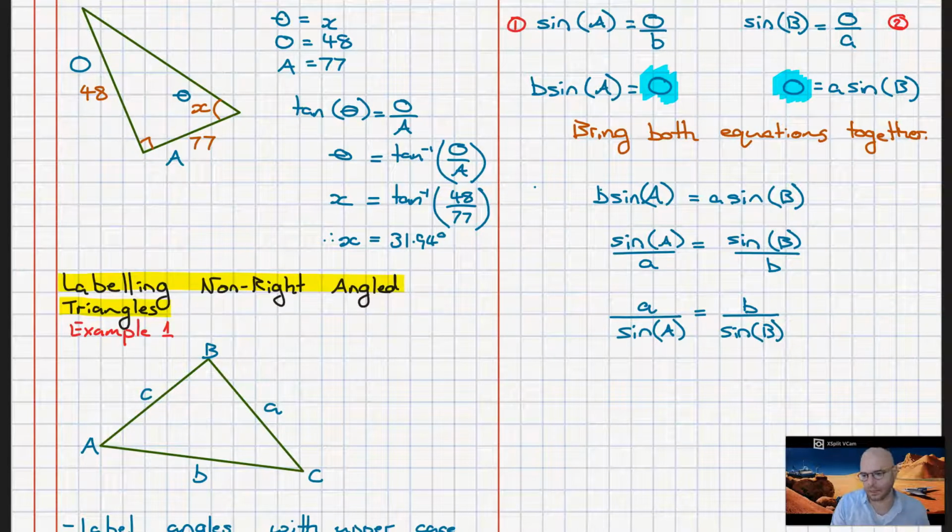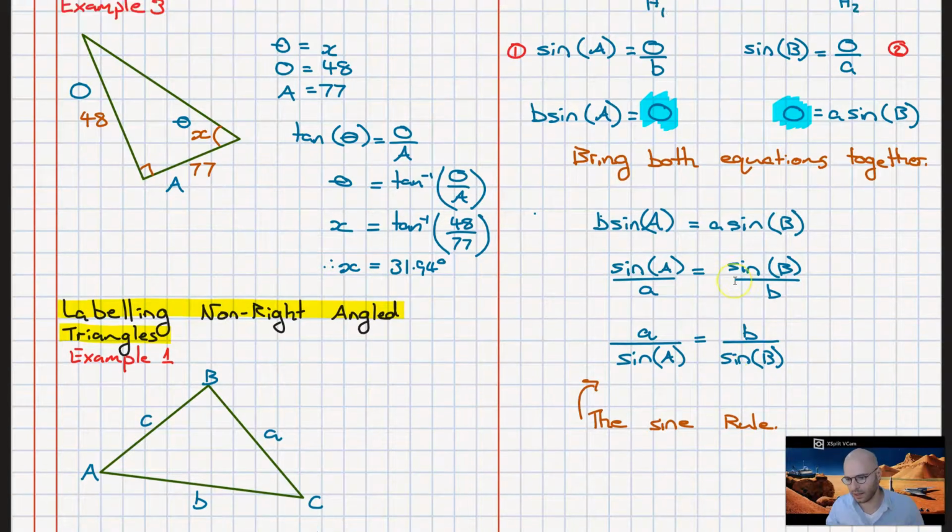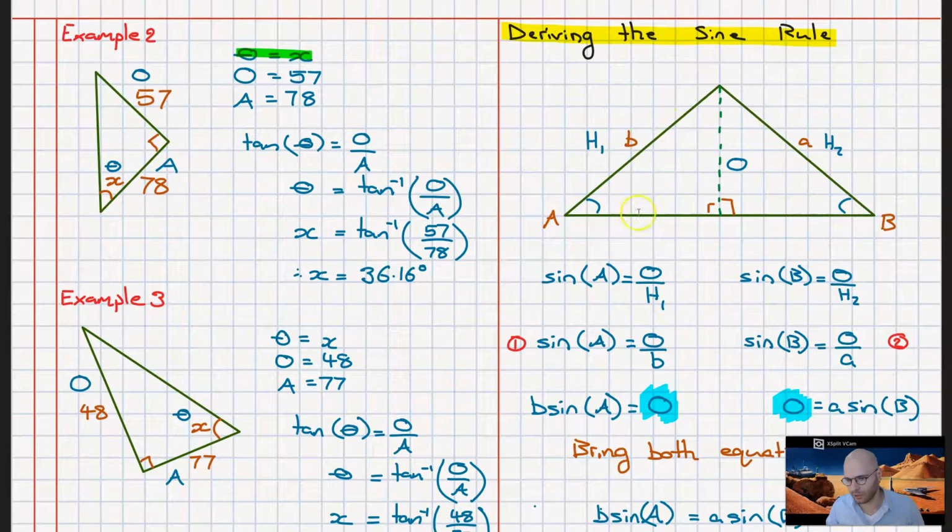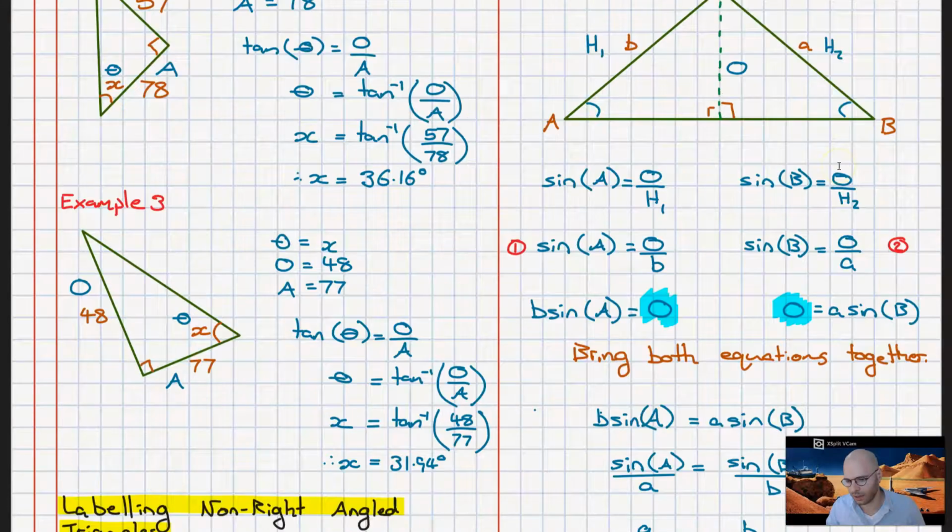So what we've got here are the sine rules, or the sine rule. And what the sine rule allows us to do is analyze non-right angled triangles when we have two sides and an angle, or two angles and a side.